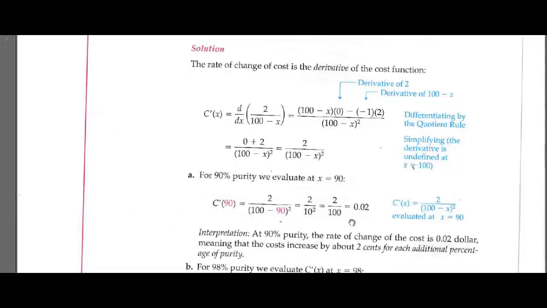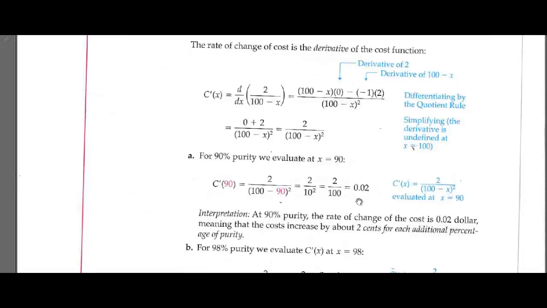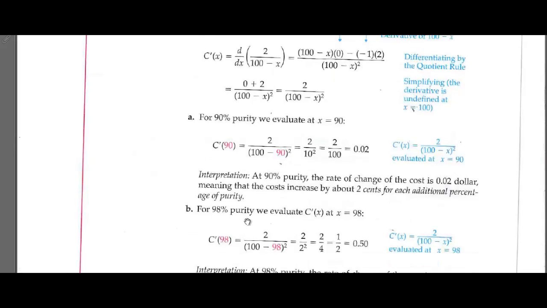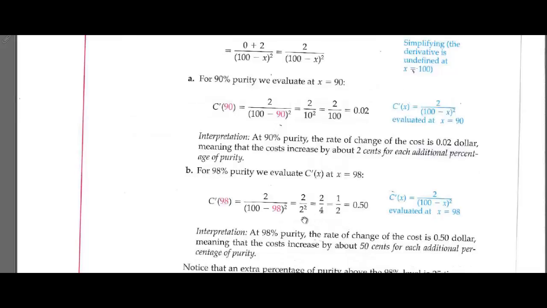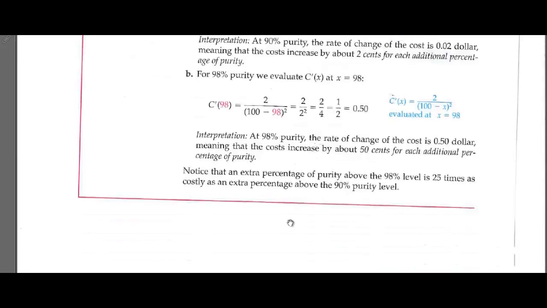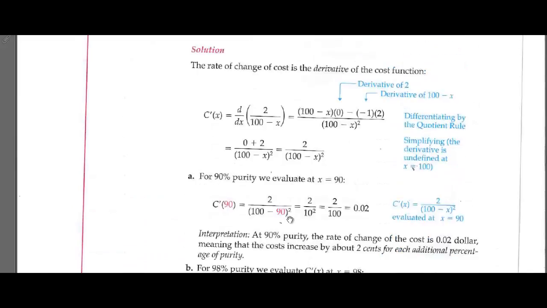Okay? So that means at 90% purity, the rate of change of the cost is 2 cents a dollar. Okay. Now remember, we talked about marginals, so that is marginal cost, 2 cents more for each additional percentage of purity. When you have 98%, though, it goes up a lot, doesn't it? It goes up to 50 cents. So at 98% purity, it's going to cost 50 cents more for each additional percentage of purity, which makes sense, right? An extra percentage of purity at 98% is 25 times as costly as at 90%. For pure water, we have to pay for it.